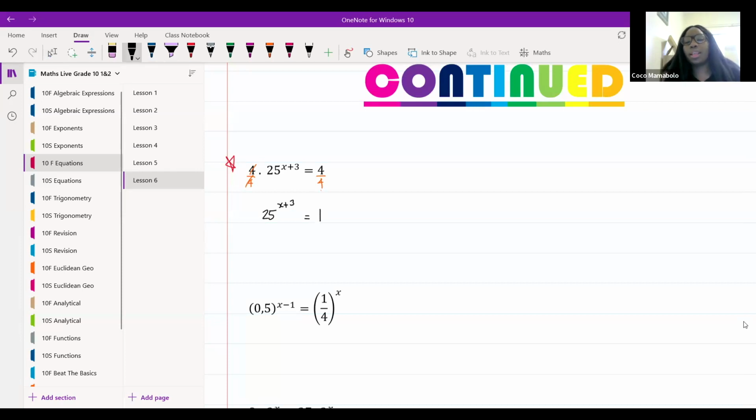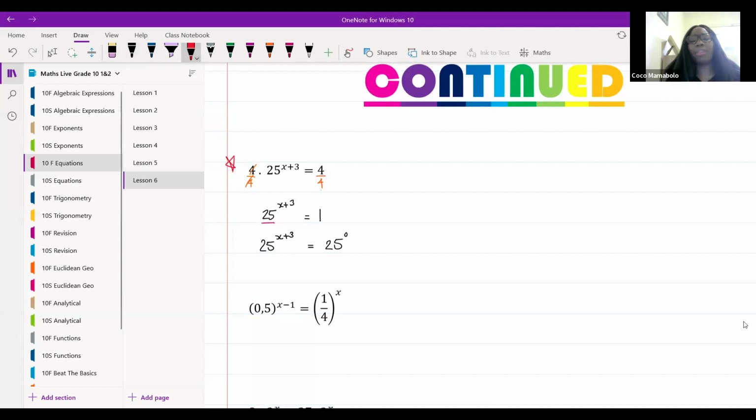Now, we said that if we want to make this base on this side look like that base, what must we make this to the power of in order for this equation to make sense? Anybody got an idea? Something to the power of what? I know that I want both my bases to be 25. So I want 1 to be written as 25 to the power of? 0. Yes, absolutely. 25 to the power of 0.